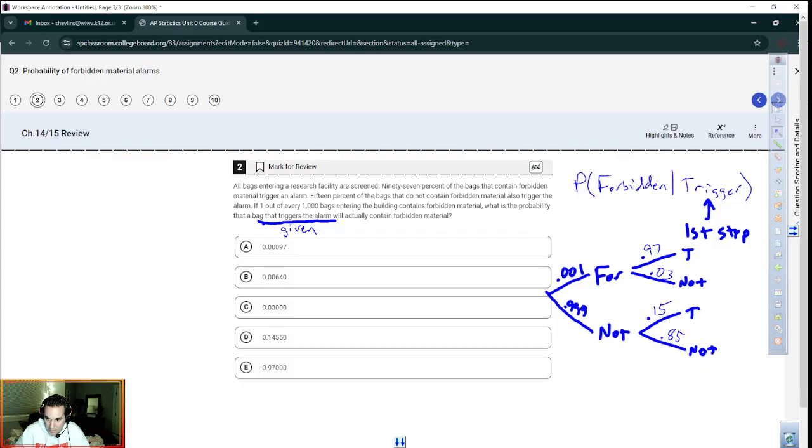Hold on, let me dismiss this ad. I don't want an ad break, we're dismissing.